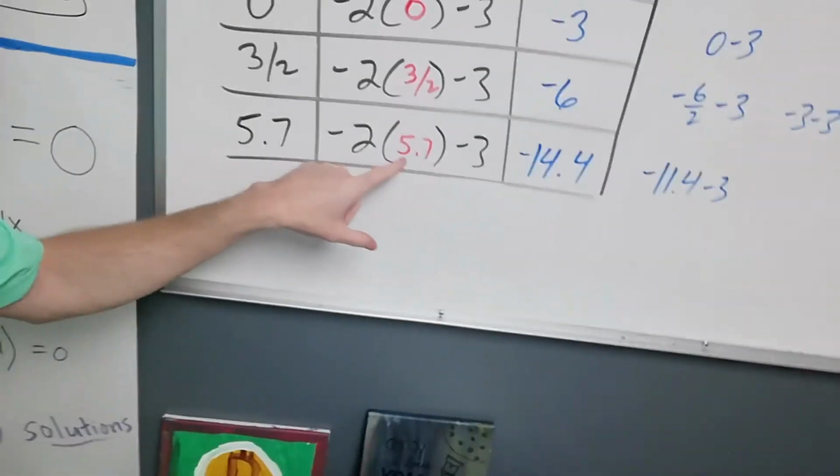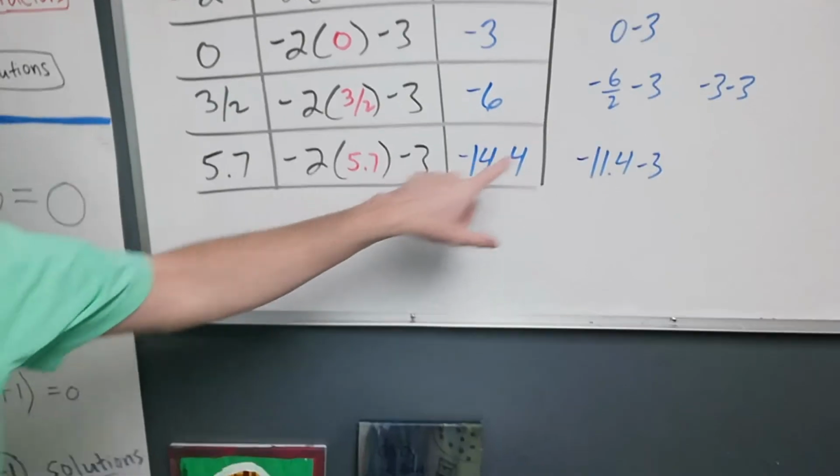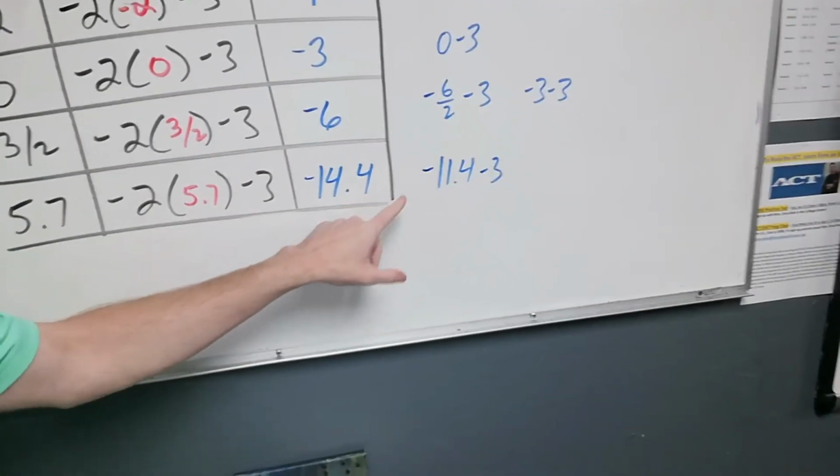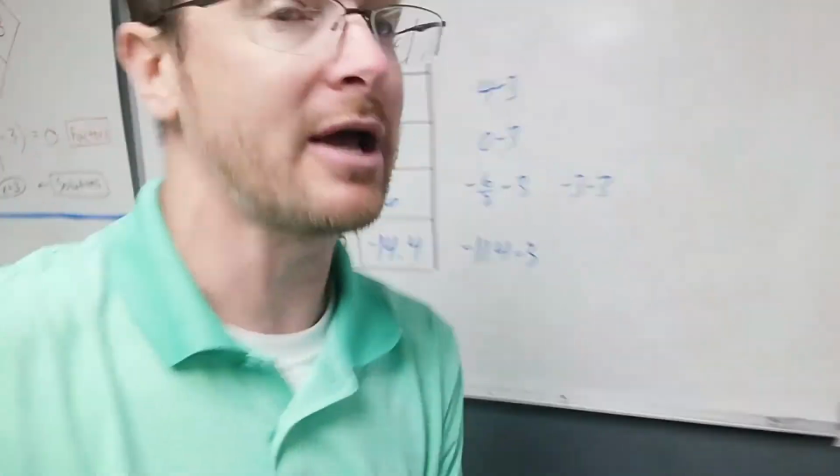Here, if you plug in a 5.7, these are getting kind of ugly. -2 times 5.7, well, 5.7 times a -2, that's -11.4. I did that for you over there. And if you take away 3 from that, you're going to get -14.4. So there are some answers for you for your skill check.